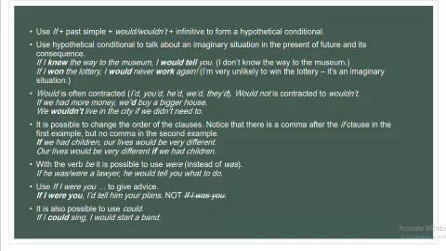Okay, please pay attention to the next point. With the verb be, it is possible to use were instead of was. And look at the sentence. If he was or were a liar, he would tell you what to do.